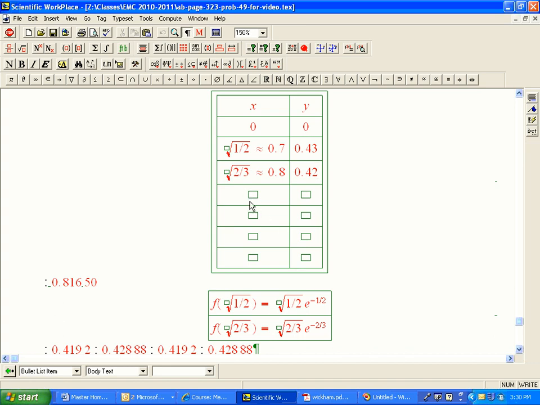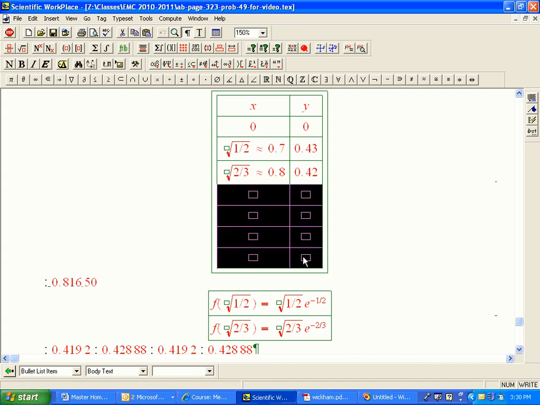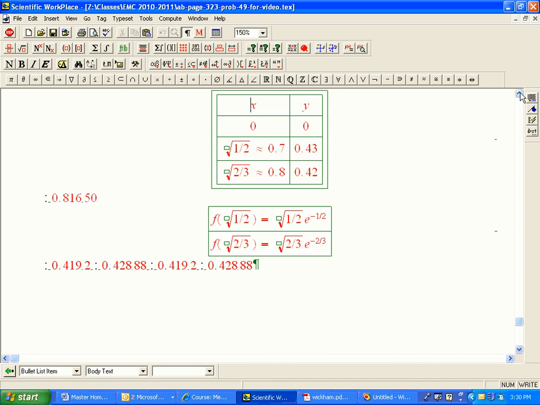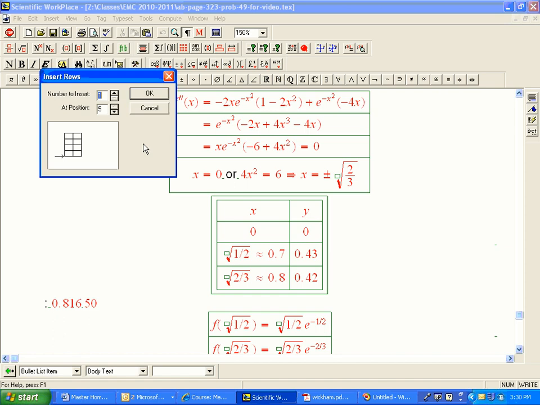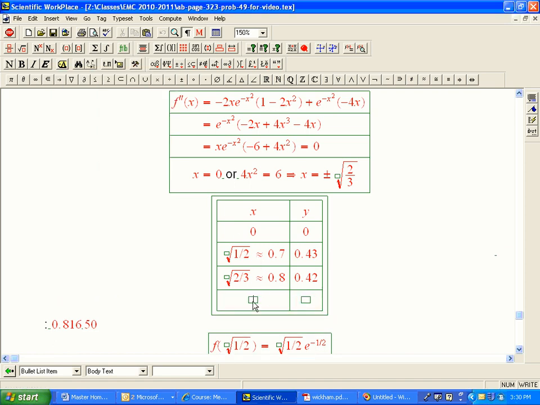Okay, so those are the interesting points to plot. We still need some sign information to figure out how those connect. Oh, and then let's put in, sorry, I just took out a row, x going to plus infinity, then y goes to 0.